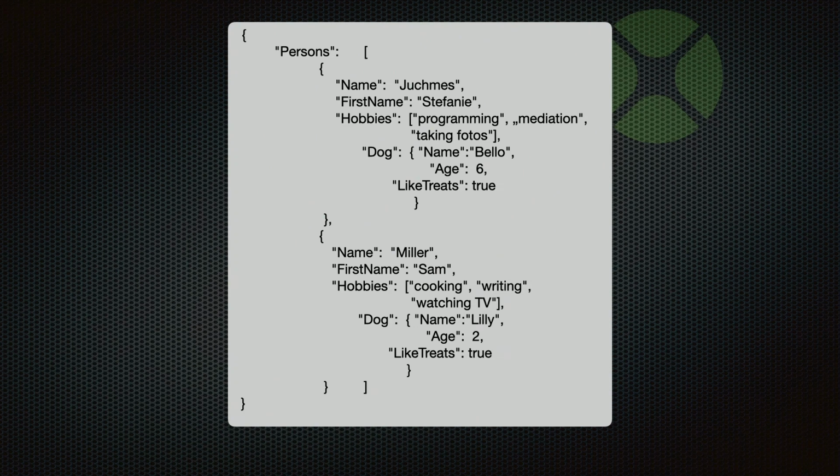And so you can nest them. And if we have a third person, we would also add it after the last person with a comma, and then put the object there as a new entry of the array.